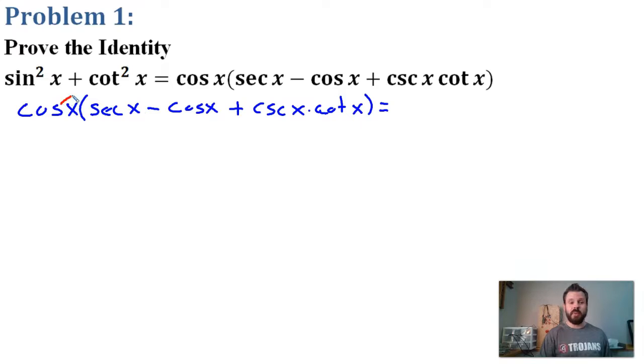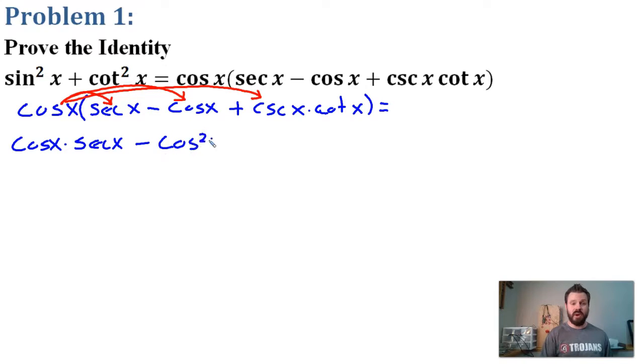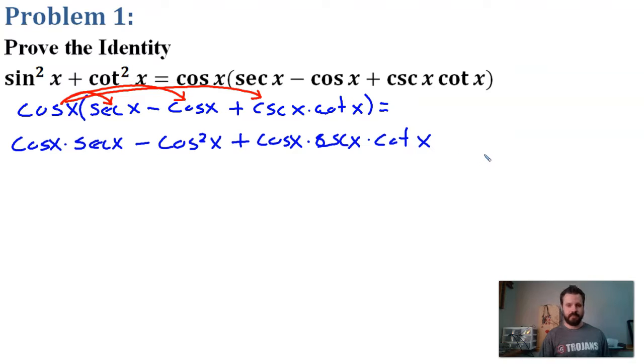First thing I can do is I can get rid of my parentheses by distributing. I'm going to distribute the cosine times all three terms inside the parentheses. That's going to give me a cosine x times secant x. Minus cosine times cosine, we'll say, is just a cosine squared x. And then plus cosine times the cosecant cotangent, we'll just say for now is cosine x times cosecant x times cotangent x.